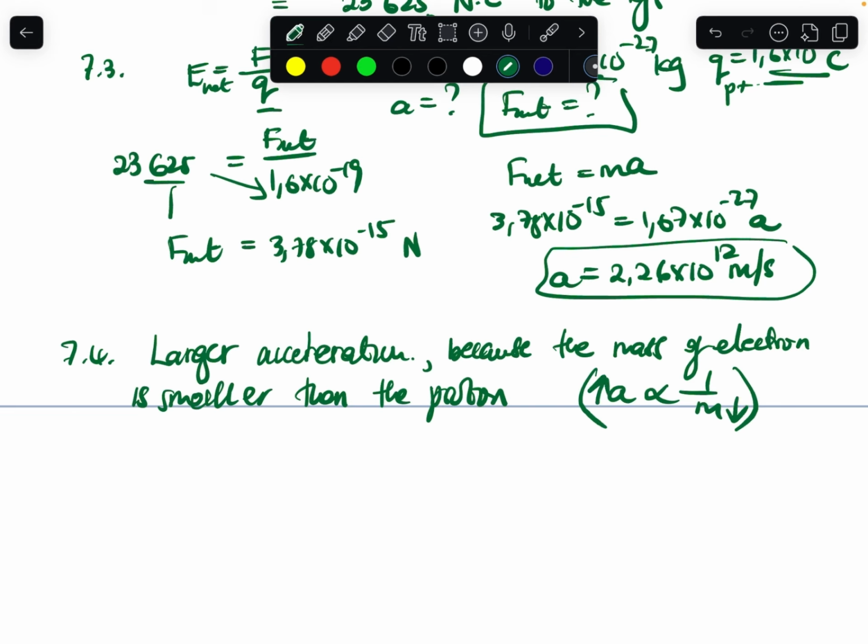But this is going to happen in what? In opposite direction. So these accelerations are going to be in opposite direction. Remember, the electron is negative and the proton is positive. So they're going to go in opposite direction, right? Very important for that.